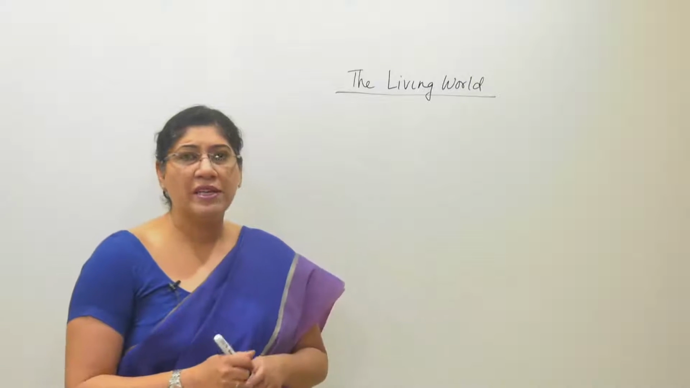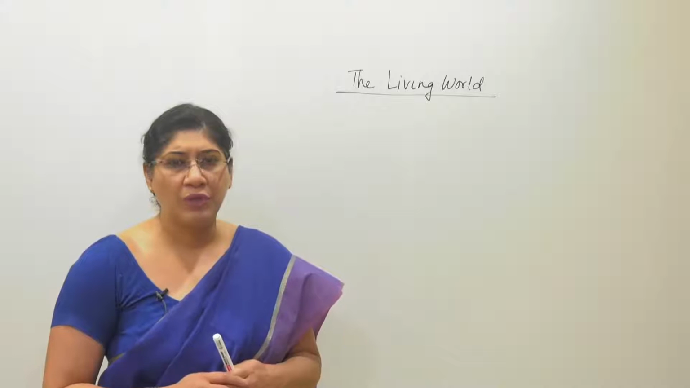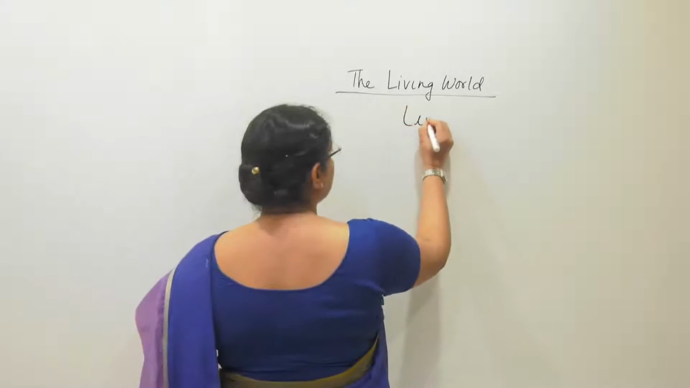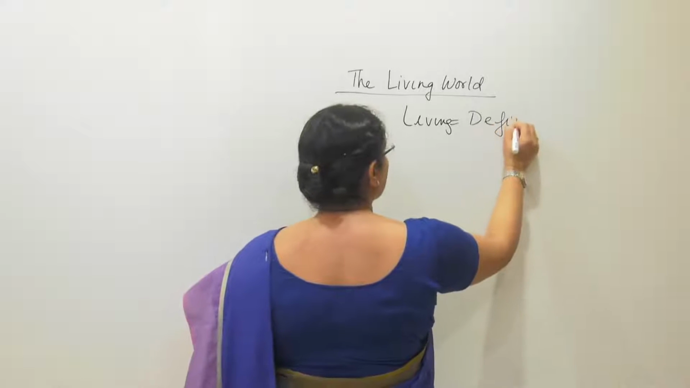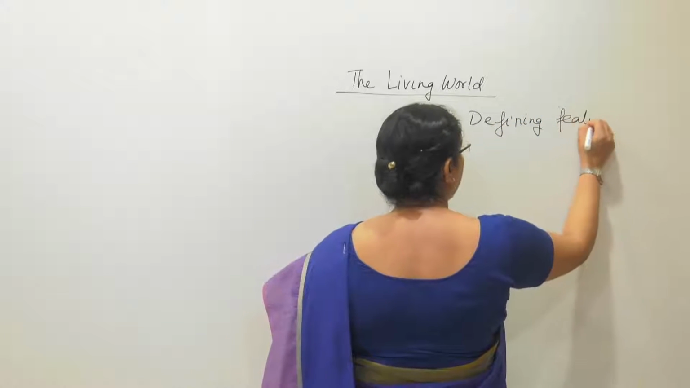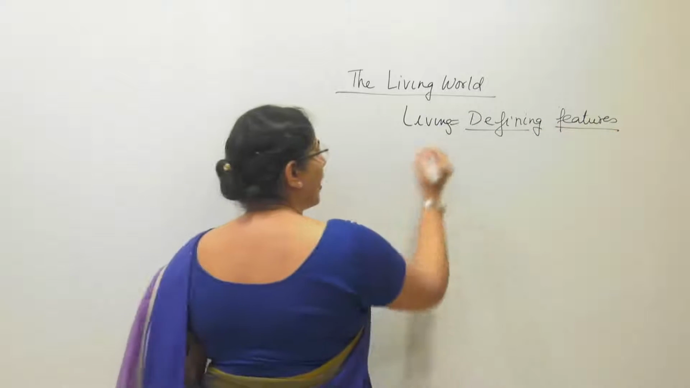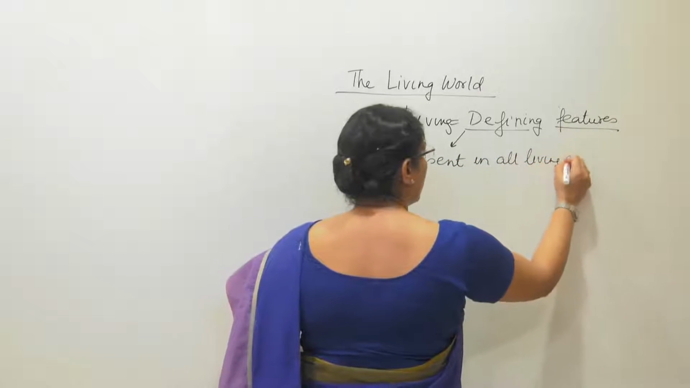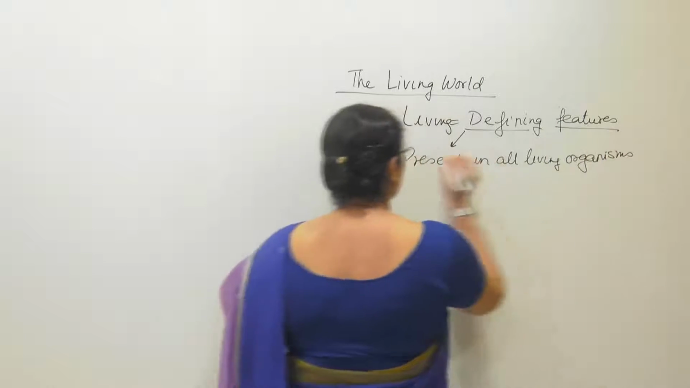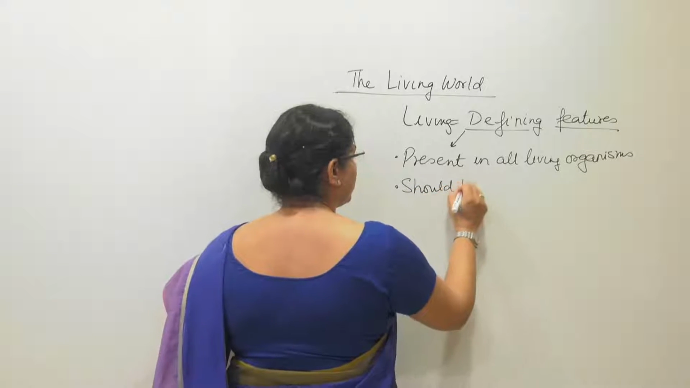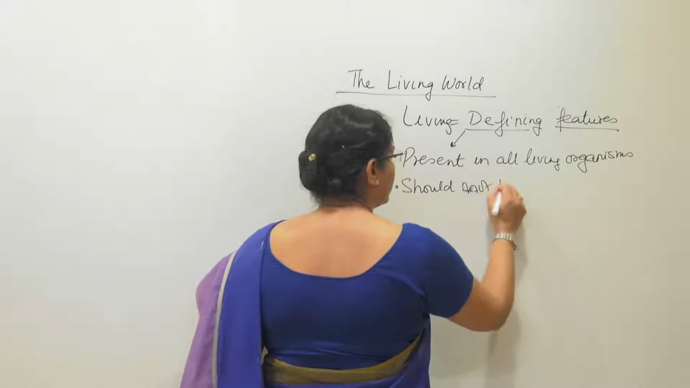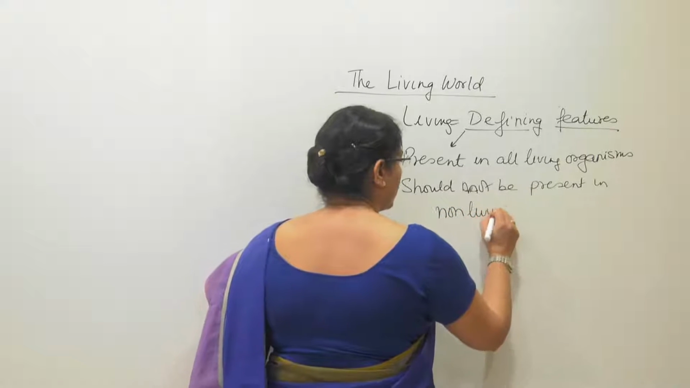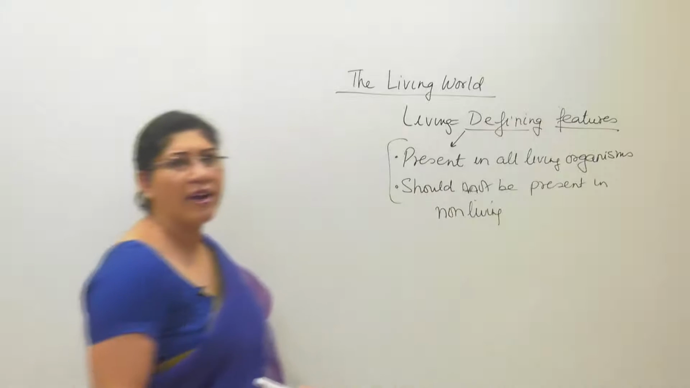The first thing we look at is how to distinguish between living and non-living. We use terms like characteristic features and defining features. For us to define living, what we look at is the defining features. Defining features means they should be present in all living organisms and should not be present in non-living things. This is the criteria by which I look at defining features.